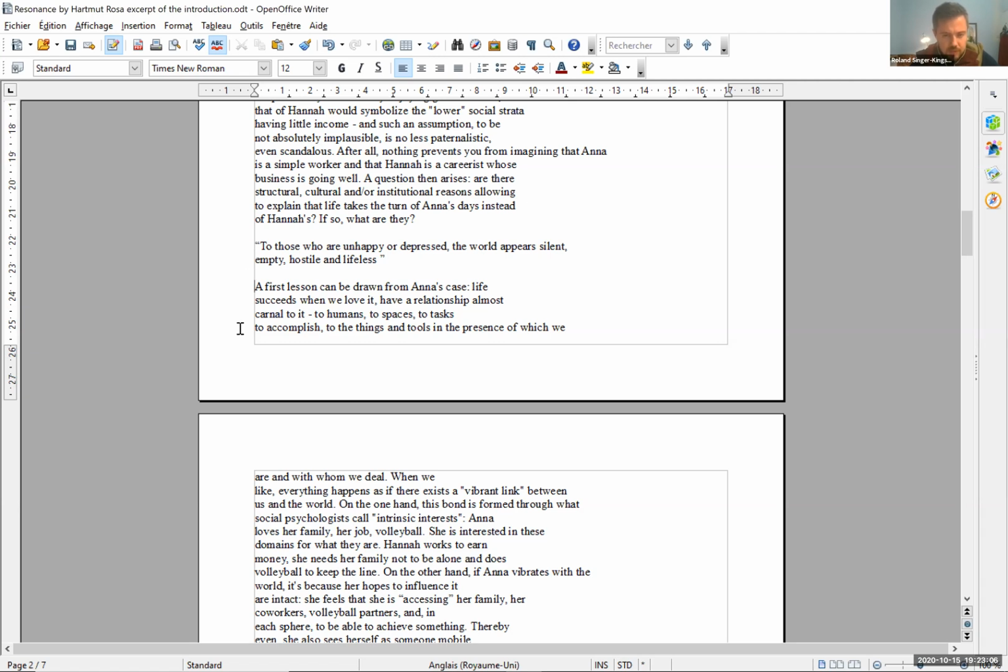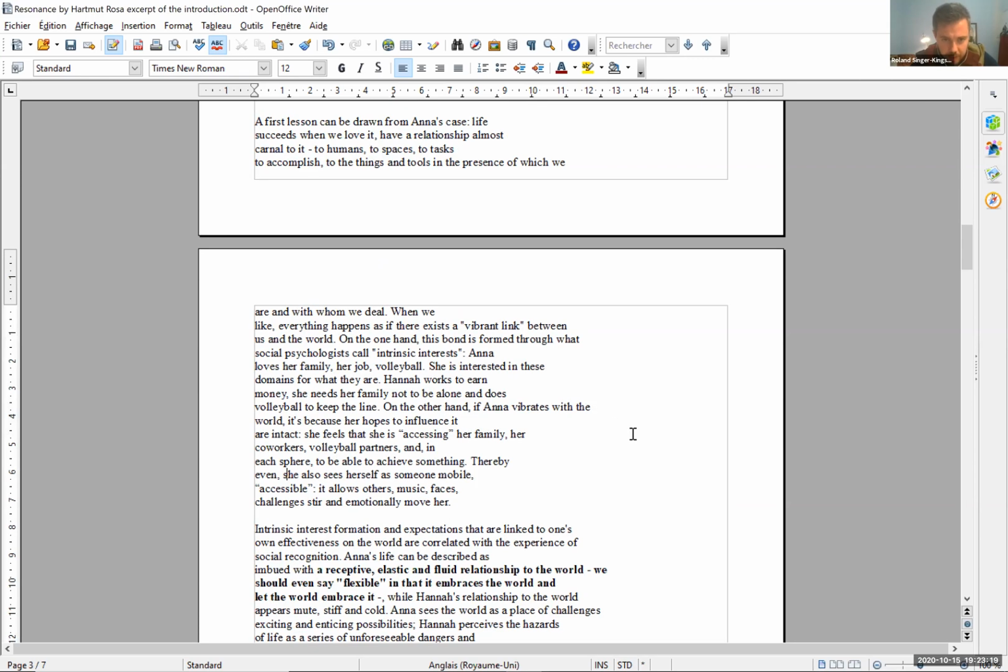On the one hand, this bond is formed through what social psychologists call intrinsic interests. Anna loves her family, her job, volleyball. She is interested in these domains for what they are. Hannah works to earn money. She needs her family not to be alone and does volleyball to keep the line.